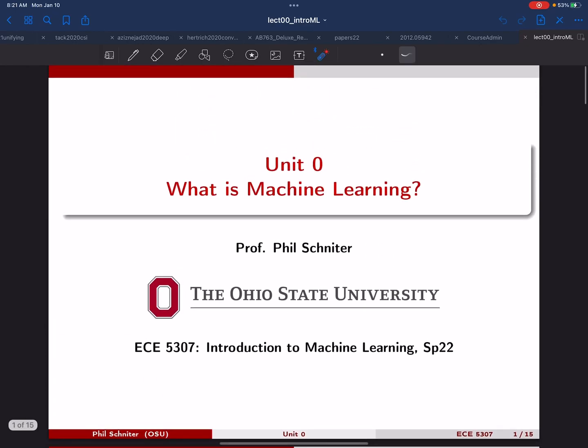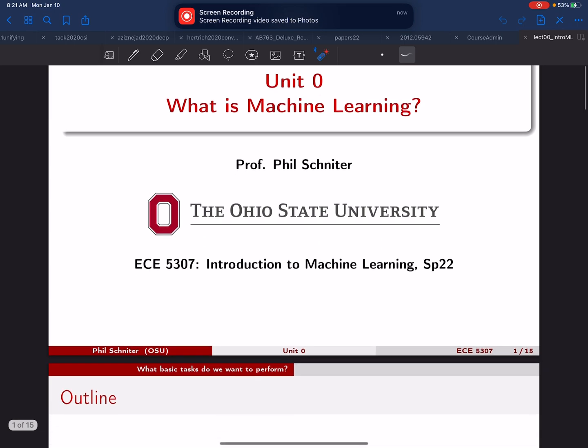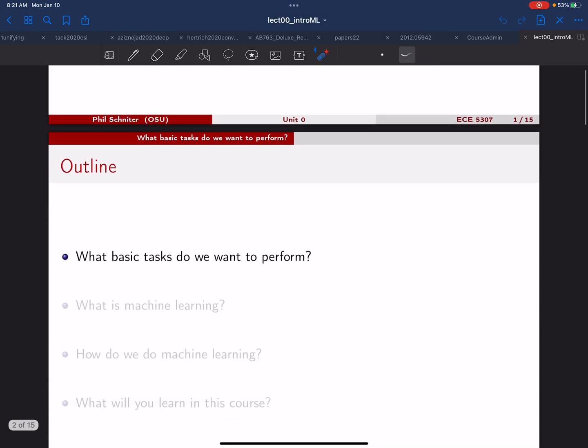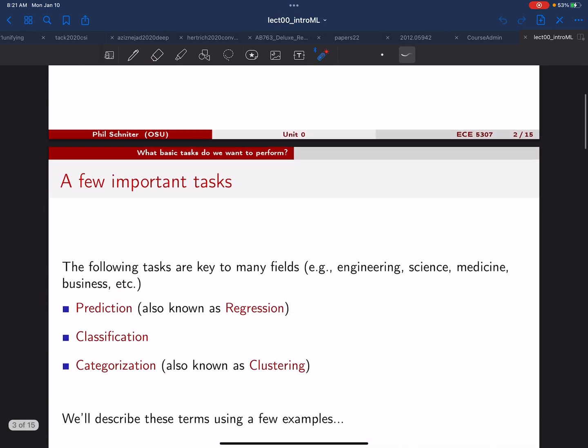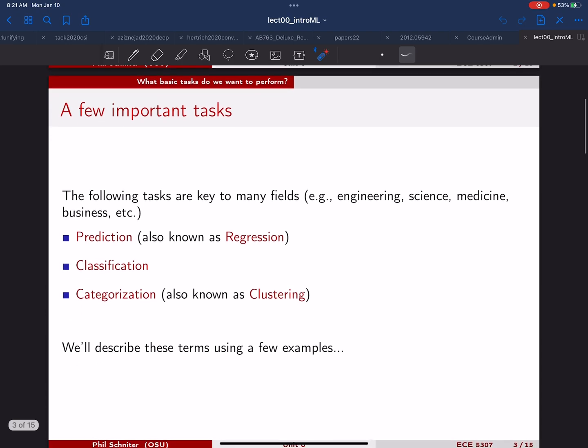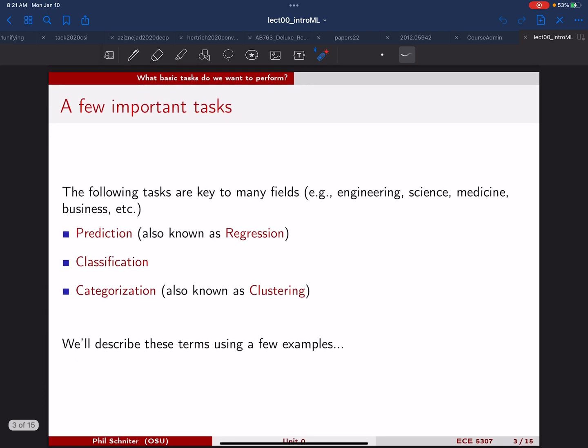Okay, so the next set of slides to cover are what is machine learning? Just kind of a high-level overview. Okay, so what do we want to do in machine learning? So here's an example of a few tasks which you can find in many fields: science, engineering, medicine, business, whatever.